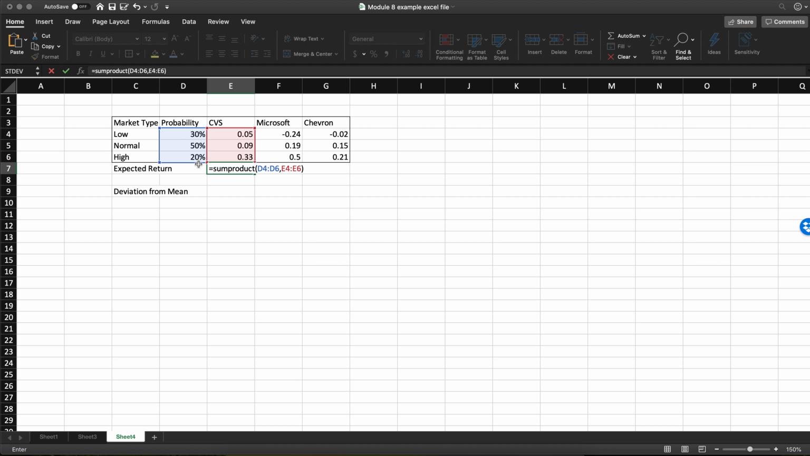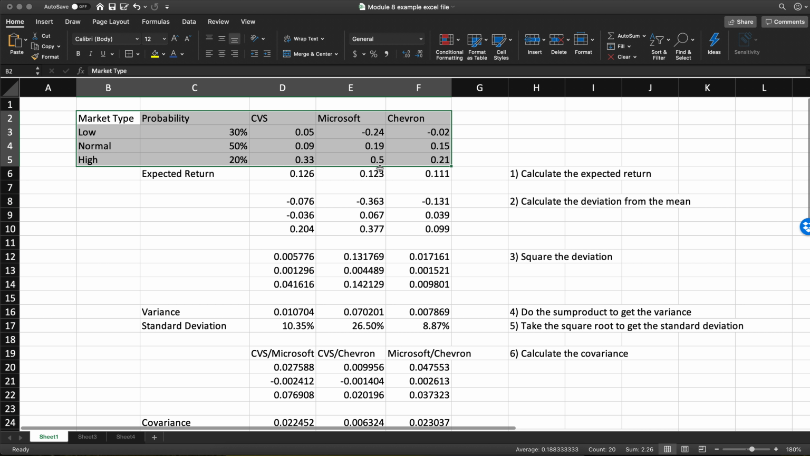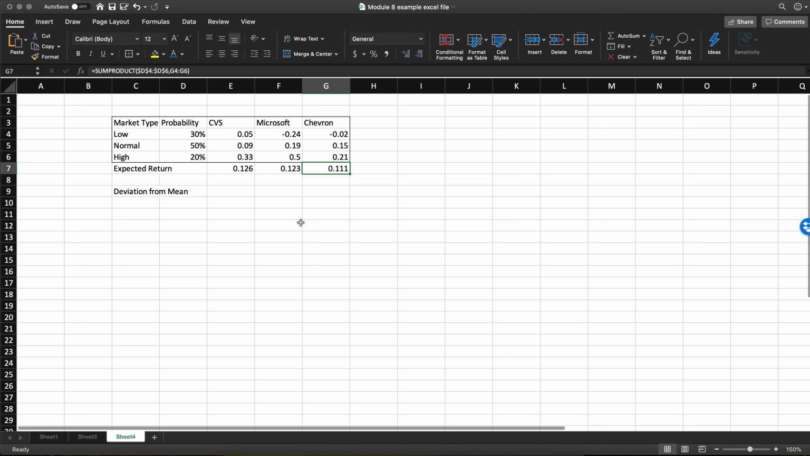And what sum product does is it multiplies 0.3 times 0.5, 0.5 times 0.09, 0.2 times 0.33, and then it adds them all up. And you get 12.6%. Let me lock this. So if you notice, I'm locking the probability cell so I can just drag it across. You end up with 12.6%, 12.3%, and 11.1%, and let's just check. That is exactly what we have here.